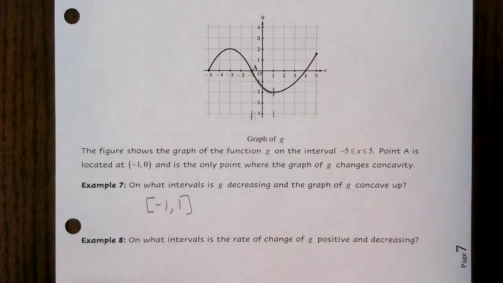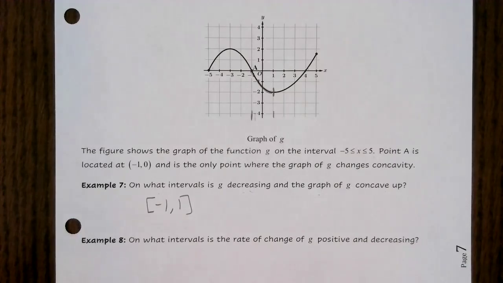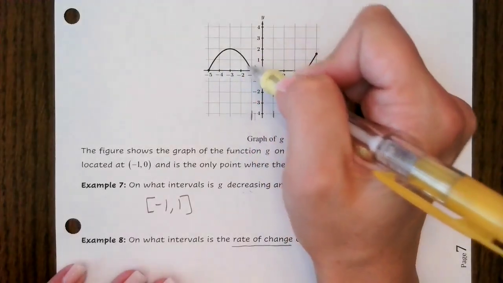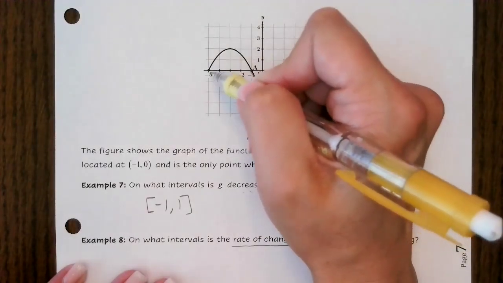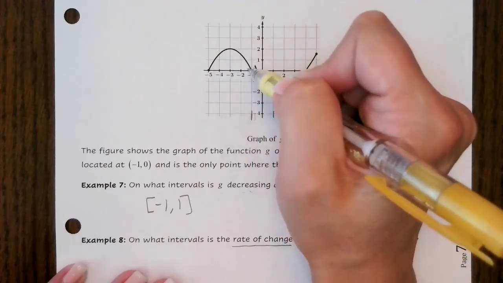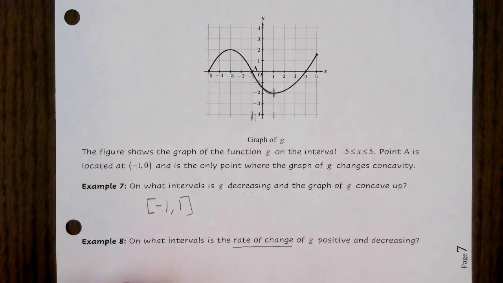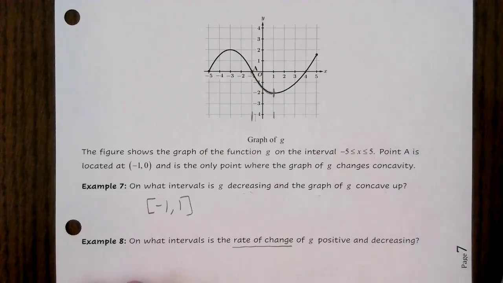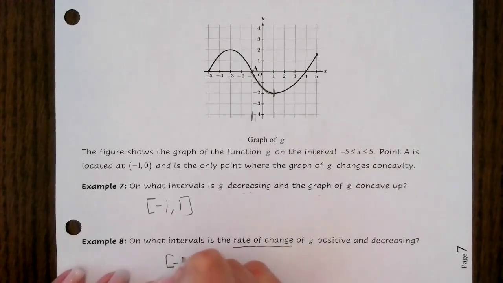All right, for number 8, it says on what intervals is the rate of change of G positive and decreasing? So now we're talking about that rate of change. And we want to know where it is positive and where it's decreasing. Well, we said it's decreasing when it's concave down. So our rate of change is decreasing on these values right here. And we want to know where it is positive and decreasing. And so that would be from -5 to -3.